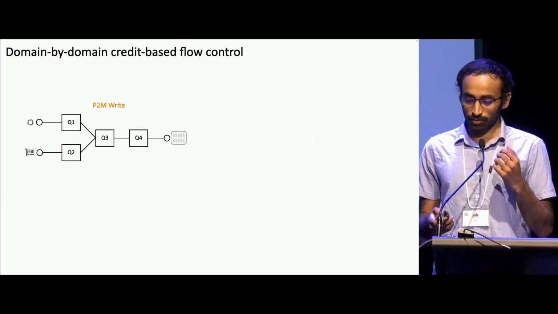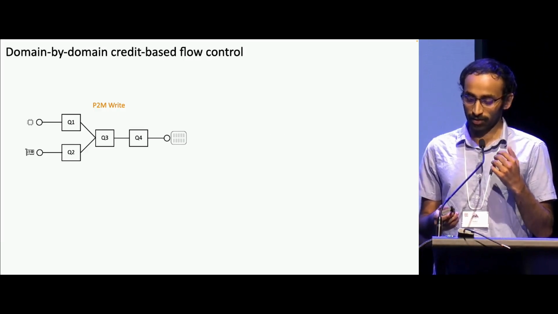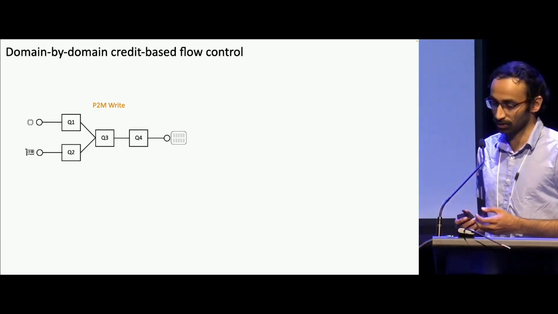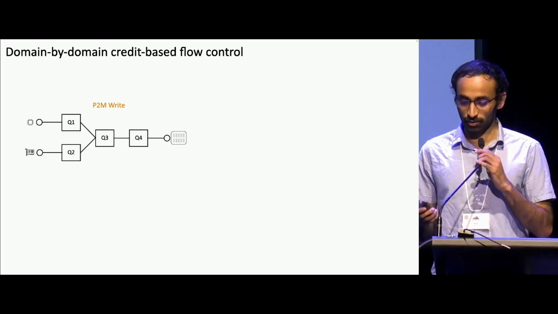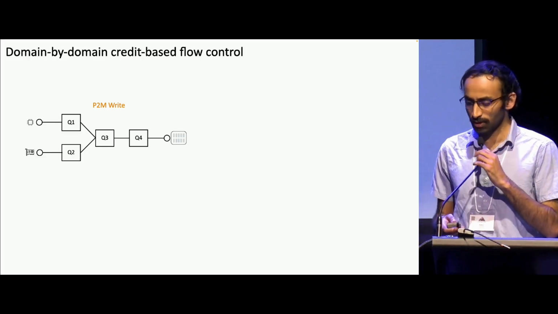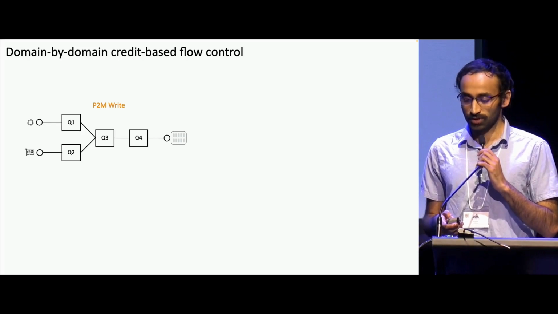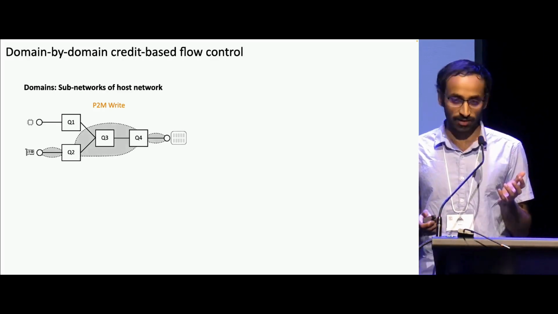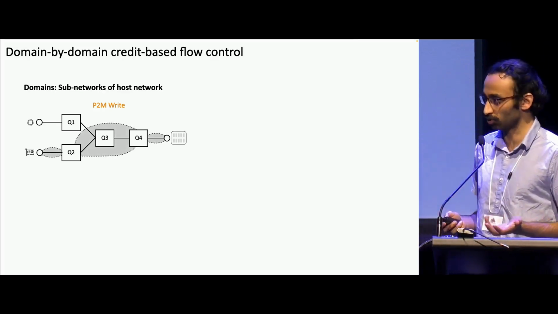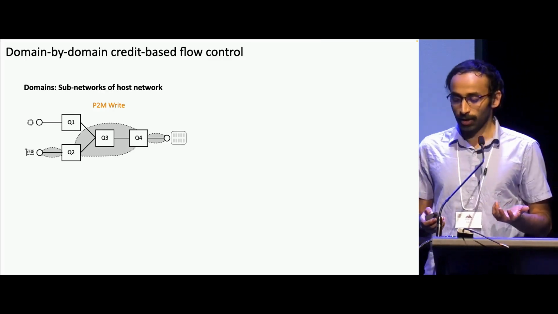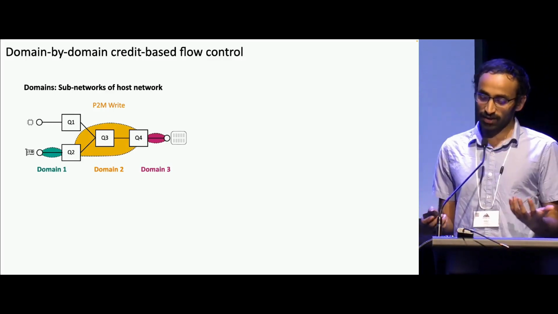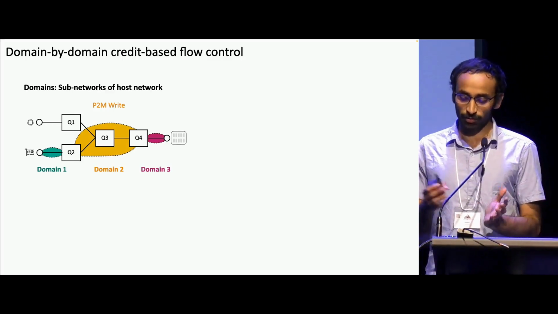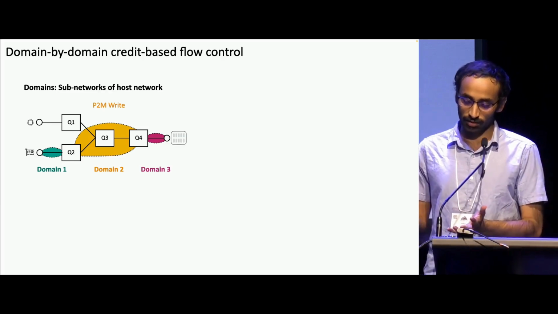So let's dive into the idea of domain-by-domain credit-based flow control. I'm going to start with an example of P2M writes. These are write requests coming from the peripheral device. Here the host network contains multiple subnetworks, which we call domains, each of which performs an independent flow control mechanism. In this example, there are 3 domains. Basically, within each domain, the first node of the domain is performing flow control with the last node of the domain.